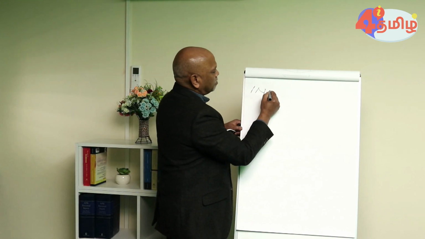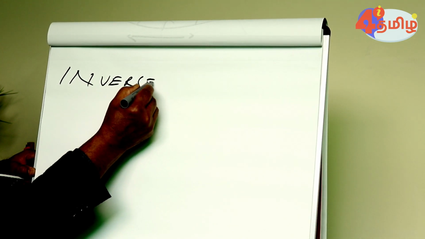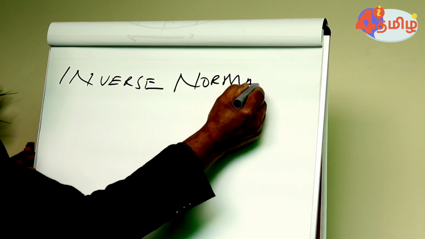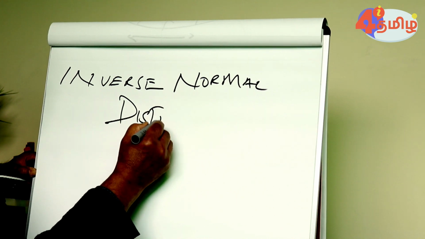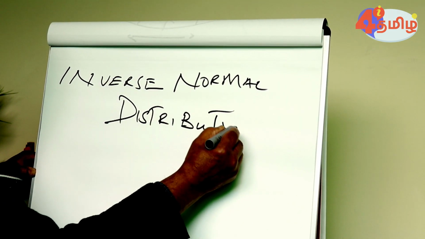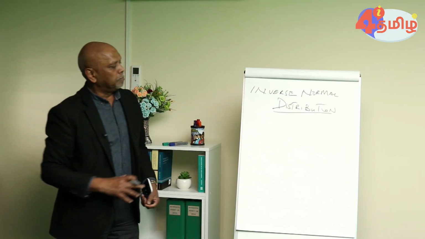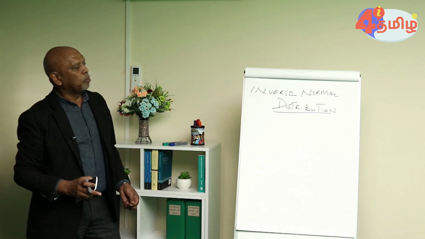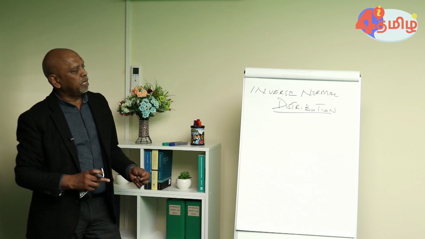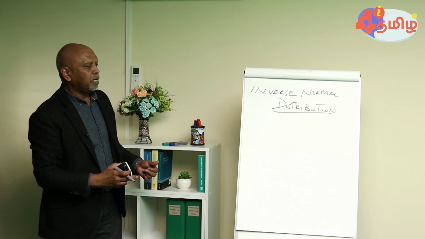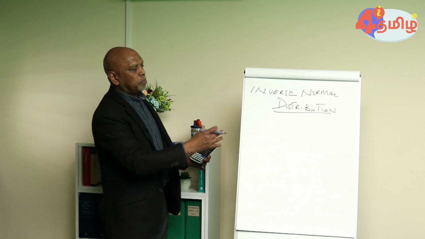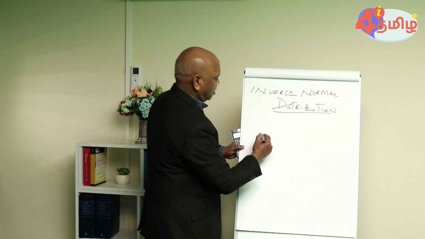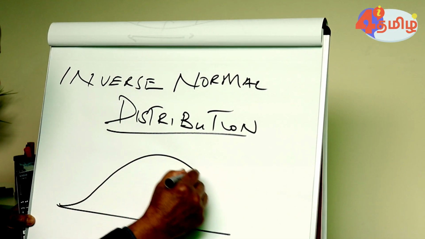Next one is inverse normal distribution. So we have gone through normal distribution, how to calculate the probability. But with inverse distribution, the probability is given, and then we find the random value. If the probability is, say, 10%, what would the random value be?